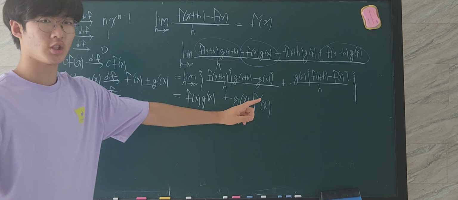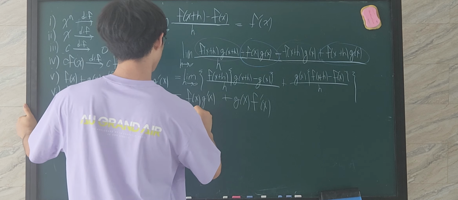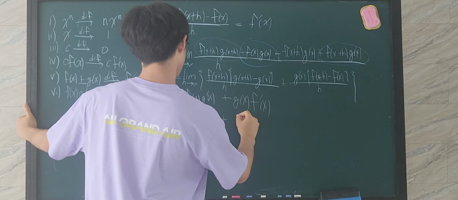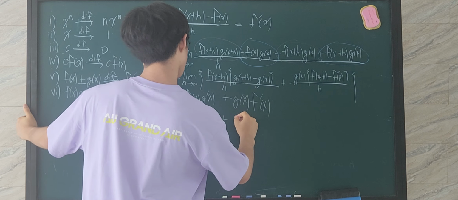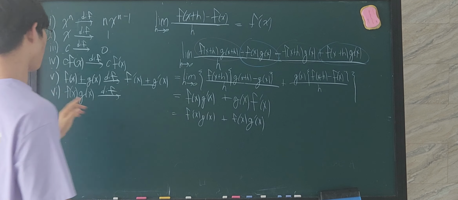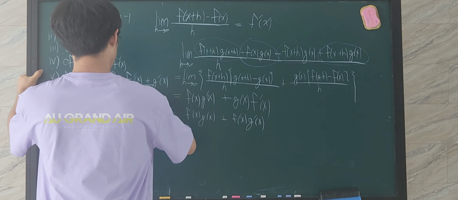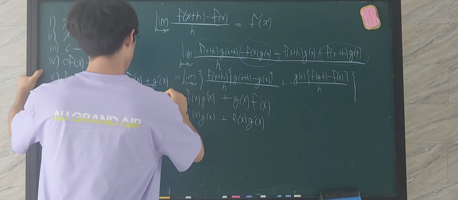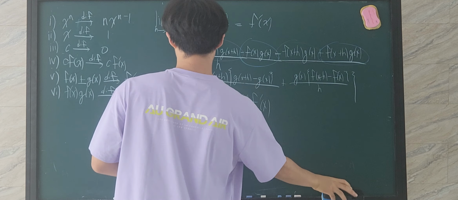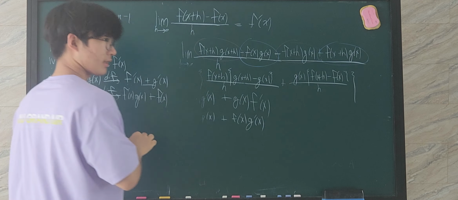And I just want to rearrange this equation by putting this one in front of this value. So, this is going to be equal to f prime x g x plus f x g prime x. So, this is going to be the value. F prime x g x plus f x g prime x.